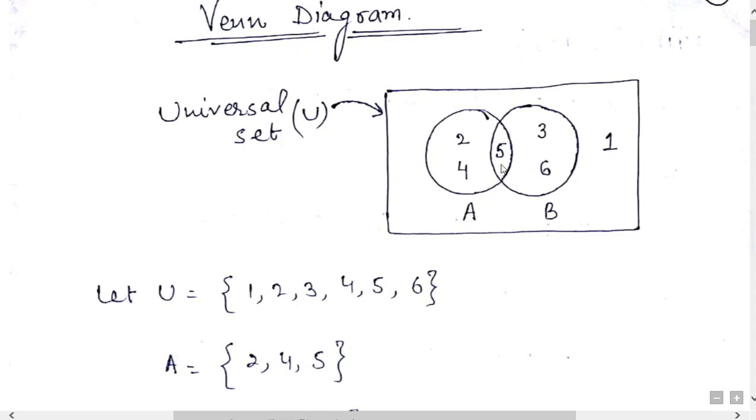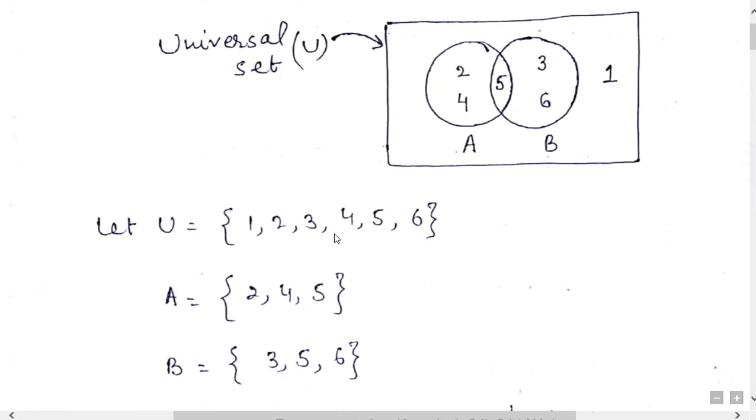Clearly in the diagram, 5 is common to A and B, and elements 2, 4 lie only in A, and 3, 6 only in B. In A, 3 elements are there: 2, 4 and 5. In B, 3 elements are there: 3, 5 and 6. And 1 lies neither in A nor in B. Let us start.